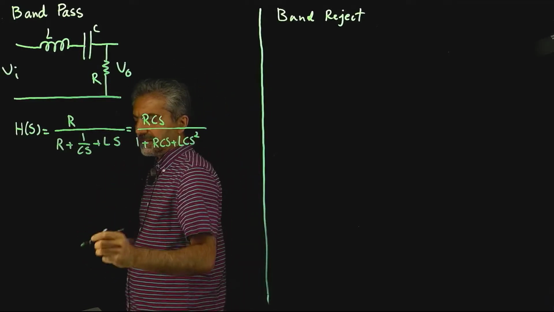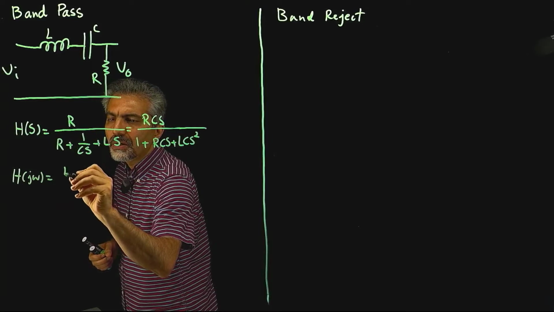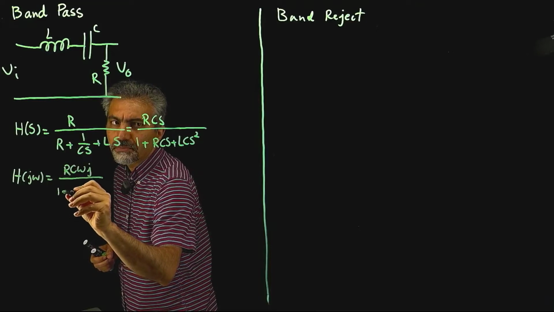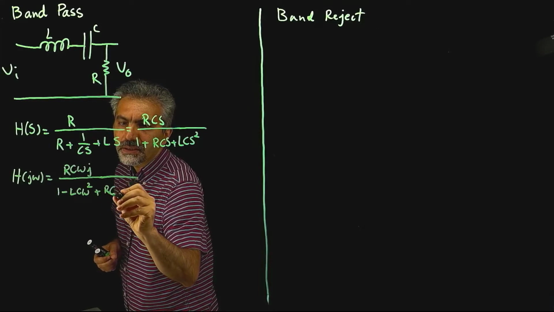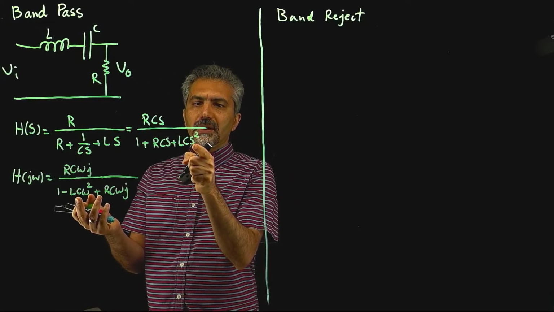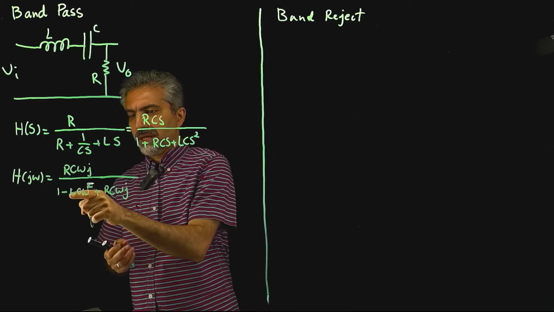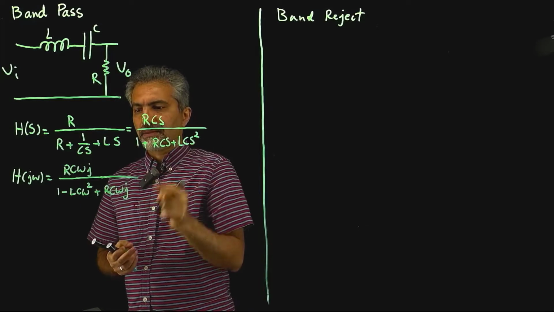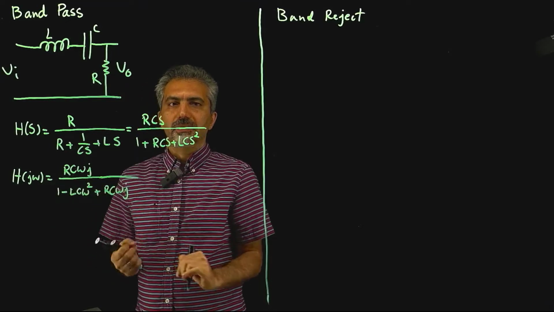So now I replace S with j omega, so H(j omega) would be RC omega j divided by 1 minus LC omega to the power of 2 plus RC omega j. This happened because when your S here is j omega, j to the power of 2 is minus 1 and then omega 2. So this is minus LC omega 2 as a result of replacing S with j omega in this last term. I rearranged it because this part of the denominator is now your real component and this part is your imaginary component.